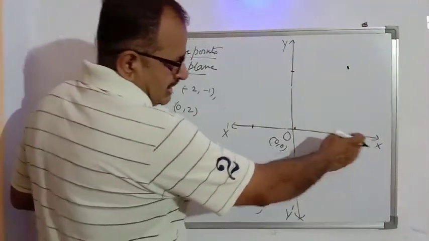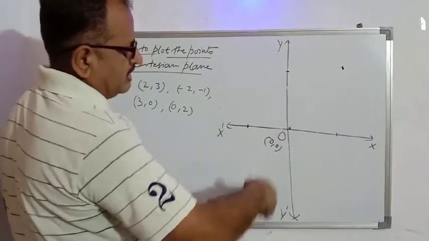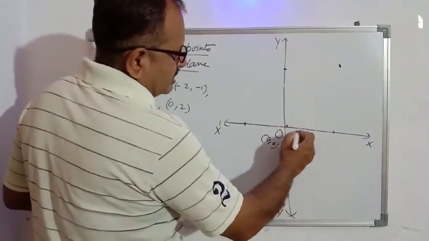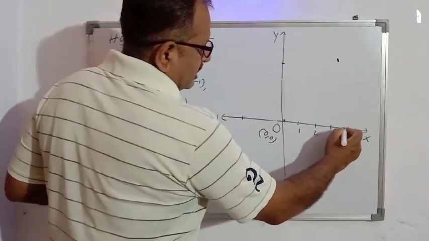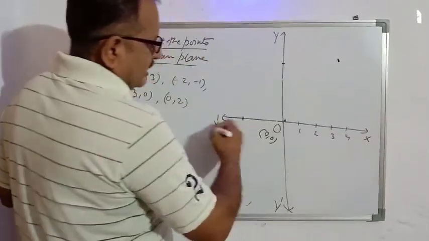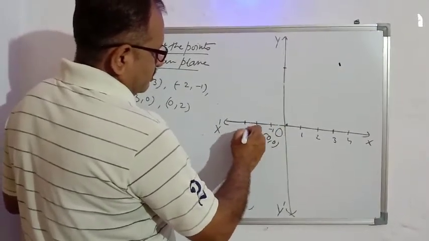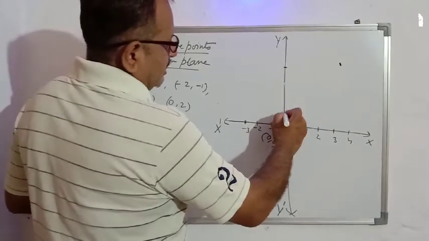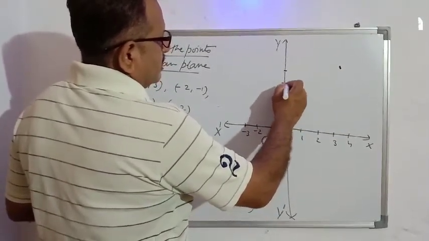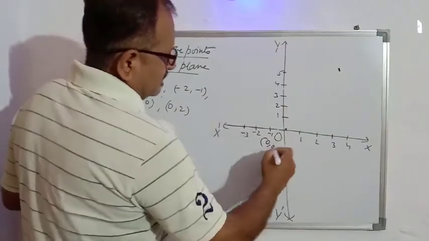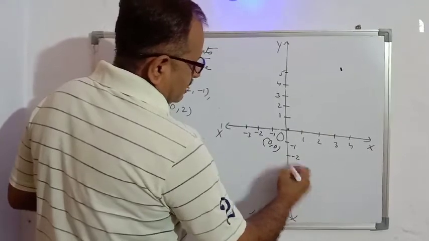Firstly, we will draw the x-axis and y-axis, the horizontal number line and the vertical number line. At equal distances, we will mark 1, 2, 3, 4. On the left side -1, -2, -3. Upside we have to take positive 1, 2, 3, 4, 5 like this. Downside -1, -2 like this.